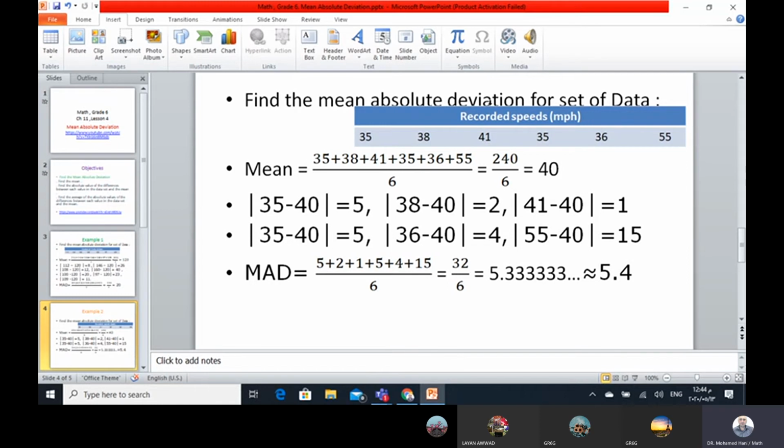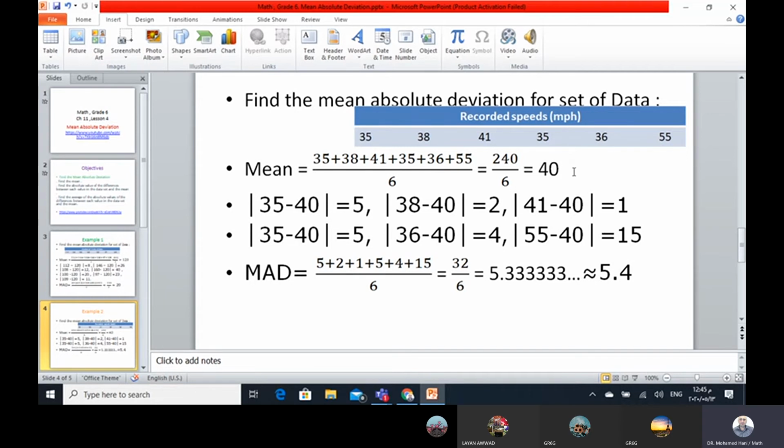We have 3 steps. The first one, find the mean. How to find the mean? Add all the numbers in the data: 35 plus 38 plus 41 plus 35 plus 36 plus 55, divided by the number of values, 6. The sum will be 240 divided by 6, which will be 40. This is the first step.